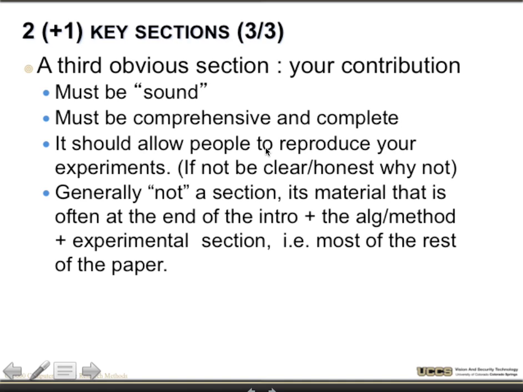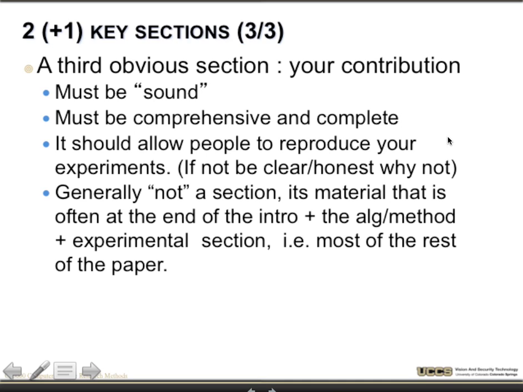But when you're reading lots of papers, this is the section that you very often leave to later, at least in terms of the most important parts of it, because you don't have to decide all of this until you understand whether or not this paper is relevant to you. You don't have to understand how they did it. You want to understand a little bit more about why in the beginning. It should allow people to reproduce the experiments. And if it's not, be clear and honest, why not?